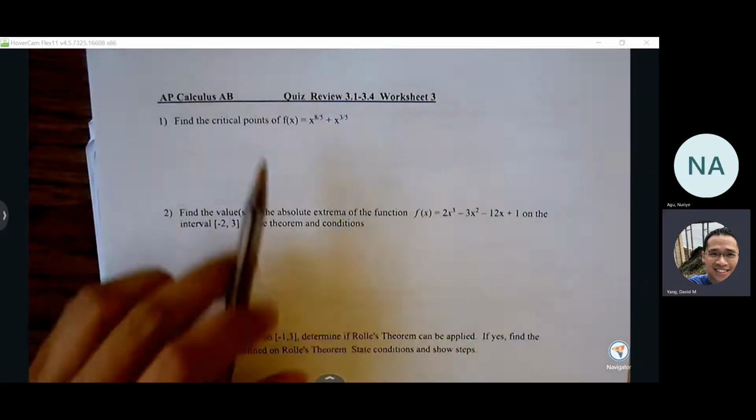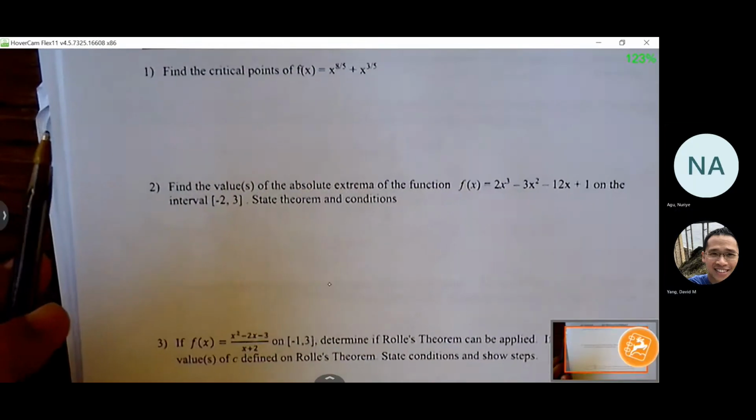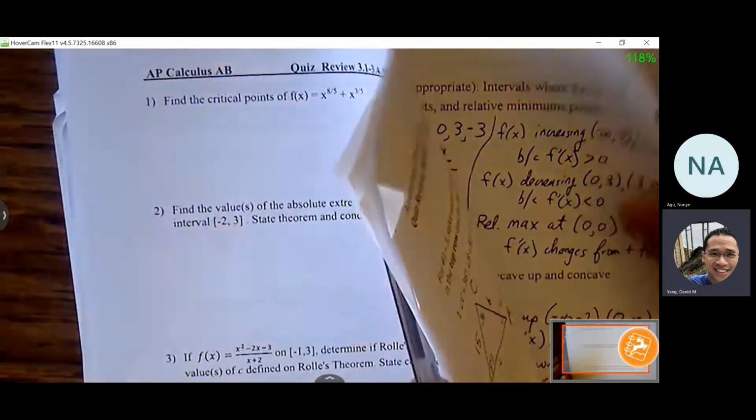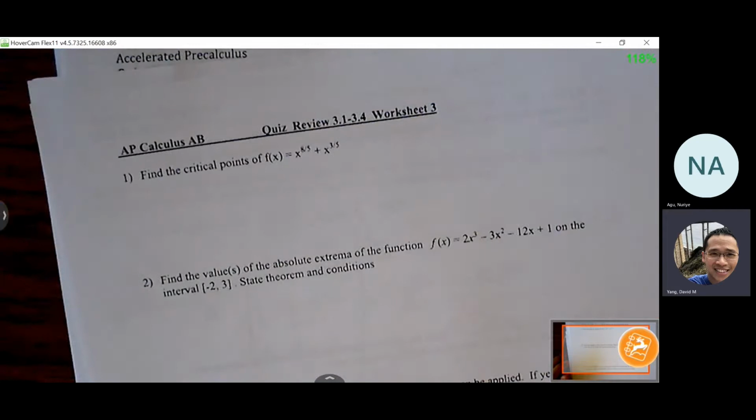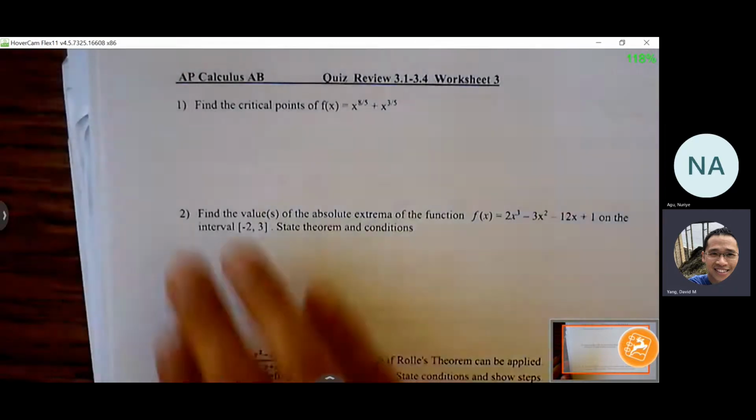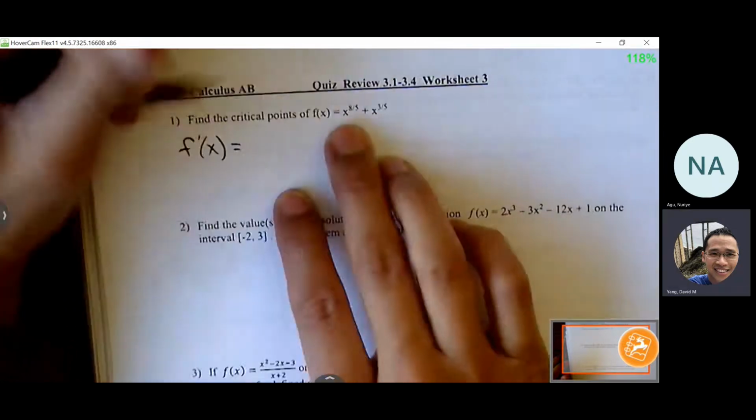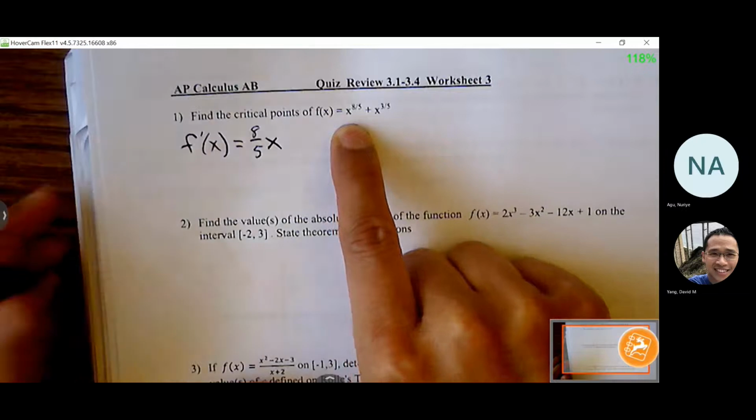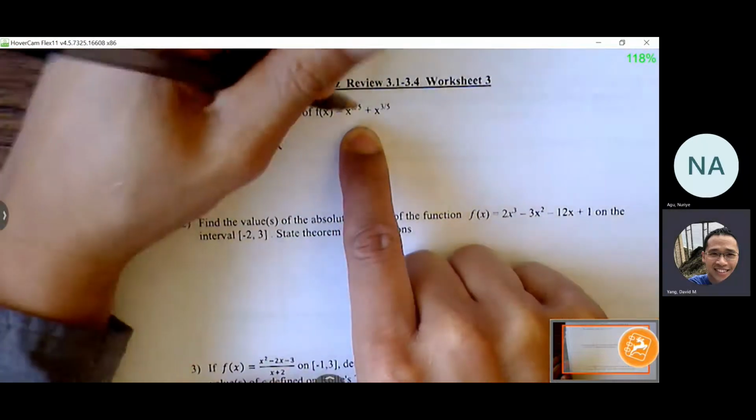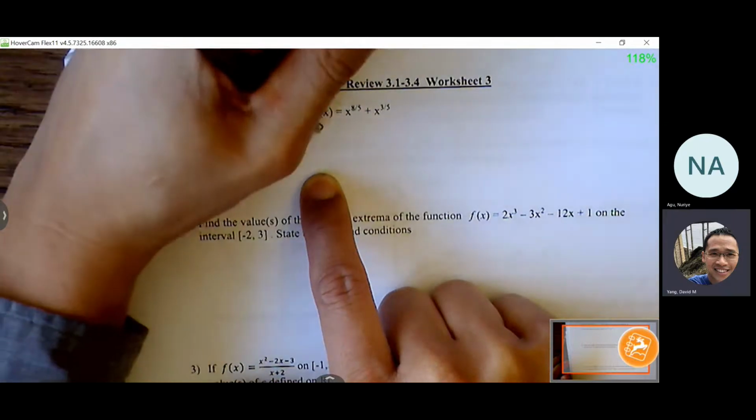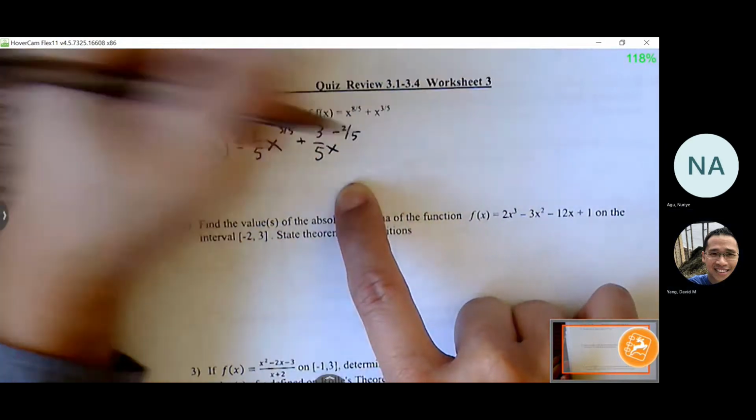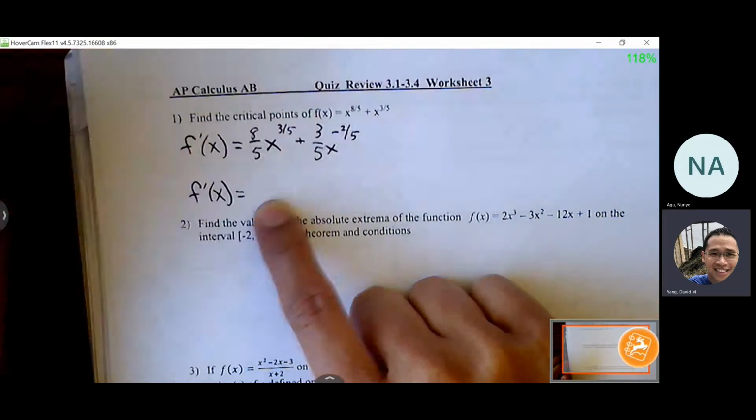Okay, so number one, find critical points. So we'll go ahead and find the derivative. And from the derivative, we can clean it up. Subtract one from the exponents. So minus 5/5 becomes 3/5. Minus 1 or minus 5/5 becomes negative 2/5. Do a little bit of cleanup.